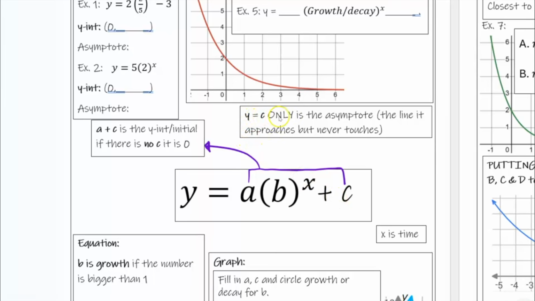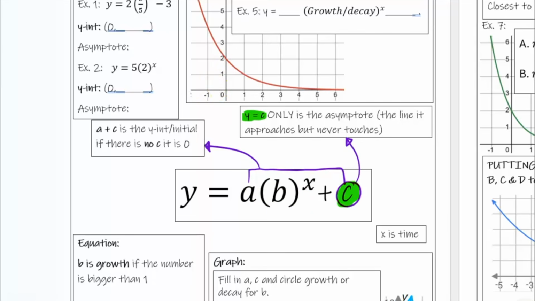y equals c only is the asymptote. The asymptote is the line that it approaches but never touches. So that line there is your asymptote. Okay, so just this c piece, and again, as I'm writing mine down, you're writing yours down on your paper. So just this c piece is your asymptote. And please note that you always do y equals that number.